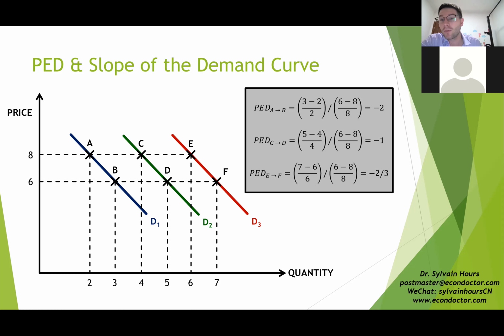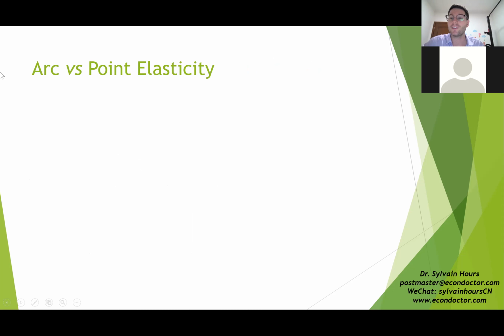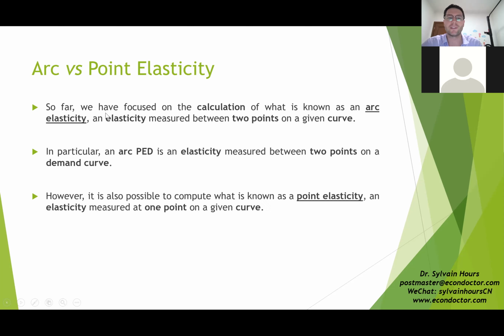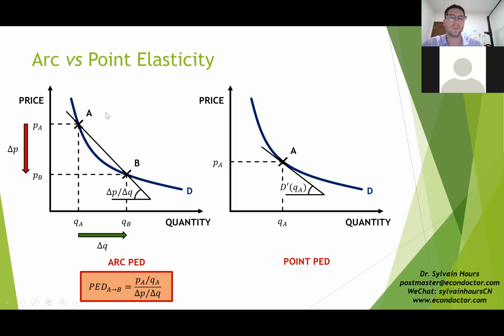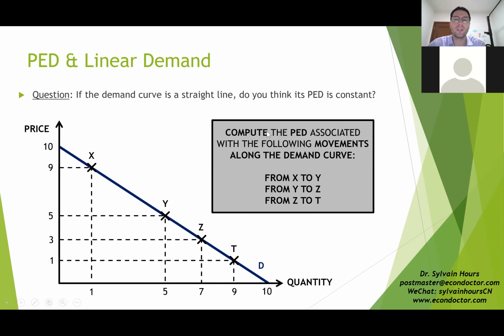It's pretty fun, right? Because you have to think of the PED in terms of percentage change. So yes, from 8 to 6, it's the same percentage change in price, but from 2 to 3, 4 to 5, and 6 to 7, that's not the same percentage change in quantity. That's why. This I skip all of it. Arc versus point elasticity, that's too advanced. It's the difference between the methods for calculating an elasticity, either between 2 points or at 1 point. Let's just skip that. It's very interesting, but it's far beyond the syllabus.